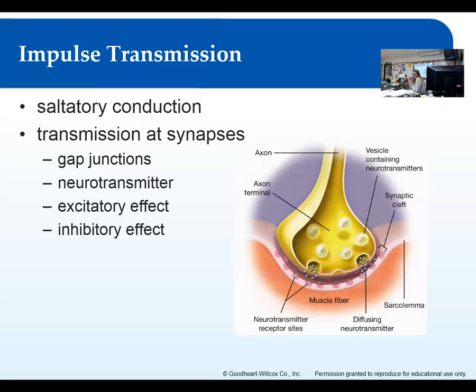Another thing that affects the speed is the diameter of the axon. For neurons that are unmyelinated, that don't have the myelin sheath, the bigger the diameter of the axon, the faster they're going to go. Which makes sense, right? It's more surface area to bring in more of those positive ions. And the third factor is body temperature. What do you think body temperature does? Speeds it up.